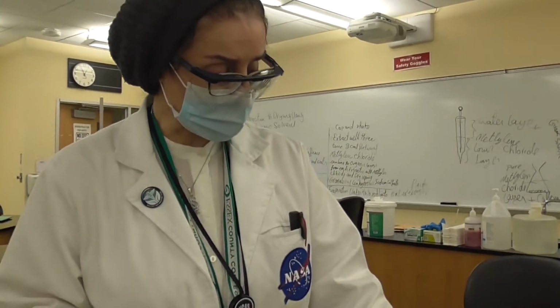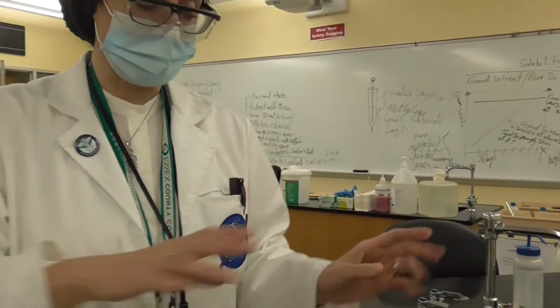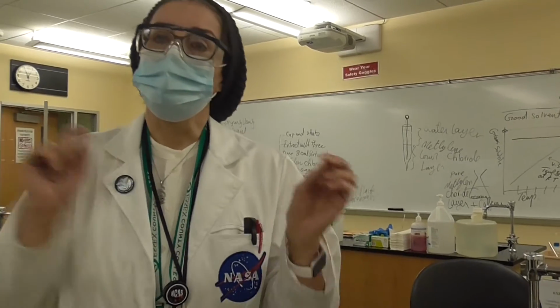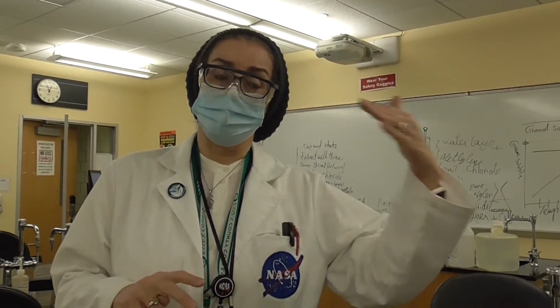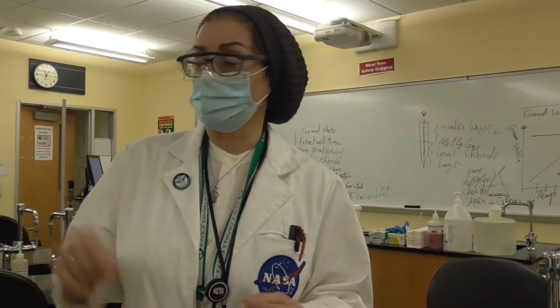We're going to remove the lower layer again, add it to the rest of our extraction, and then we move to the drying part, and that's when we are going to add a couple of granules of the anhydrous sodium sulfate.